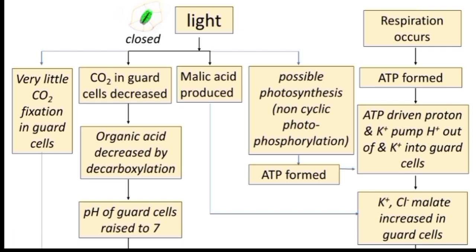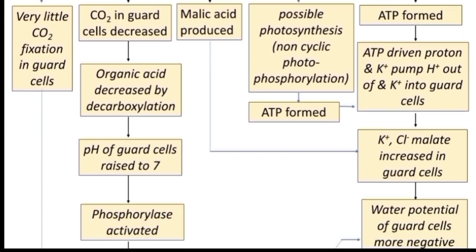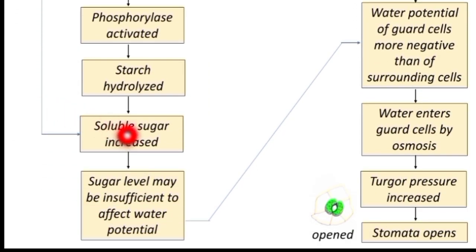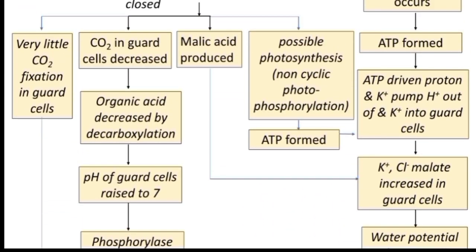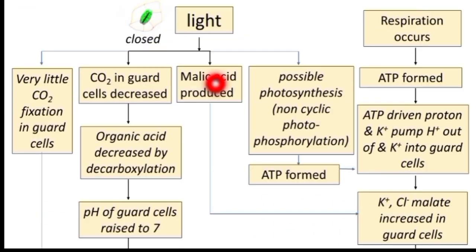Next, photosynthesis in the guard cell, that is mediated by the light, also leads to CO2 fixation and ultimately the formation of sugar by photosynthesis. This is again insufficient to affect water potential of the guard cells. The third event that takes place is the production of organic acid, the most important being malic acid, and it ultimately leads to the exchange of ions and influx of potassium ion into the guard cells.